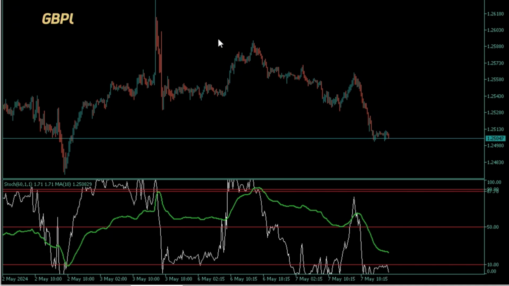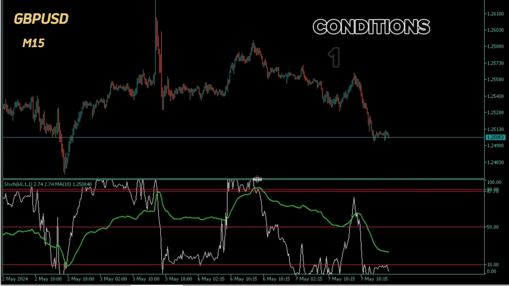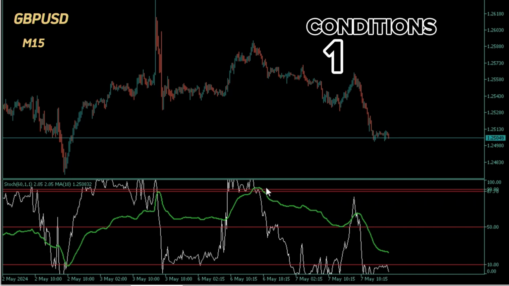This is GBP/USD. Now look right here. We said the first condition is the signal line must cross the 50 and the 10 exponential moving average at the same time, which happened right here. Then the second condition was the 10 exponential moving average must be crossed first. As you can see, the 10 exponential moving average, which is the green line, was crossed first before crossing the 90 level. So our second condition is met.